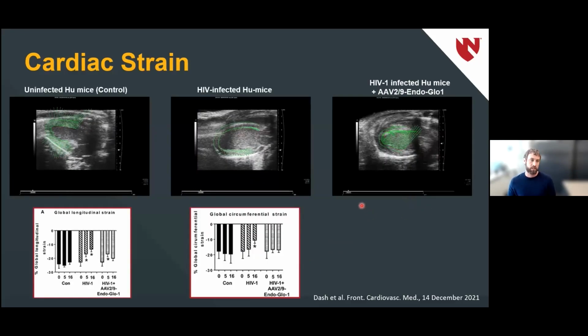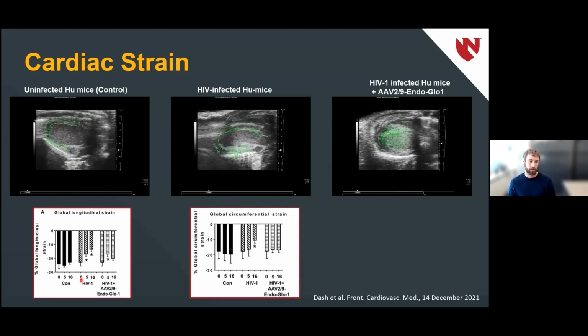These images represent another way we can show the cardiac strain, where we map the velocity and the change of the pixels. On the left is the uninfected humanized mice, where we see the velocity is large and the deformation or strain is big. In the middle, we can see the change is smaller. And this is restored at 16 weeks in the glyoxalase 1 treated mice.